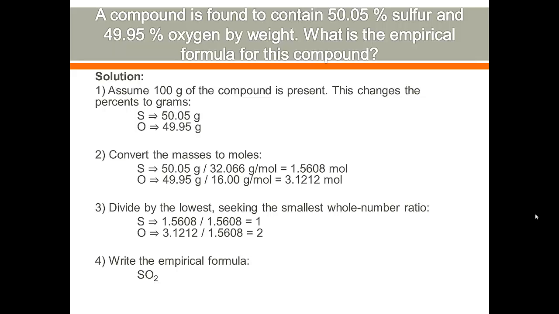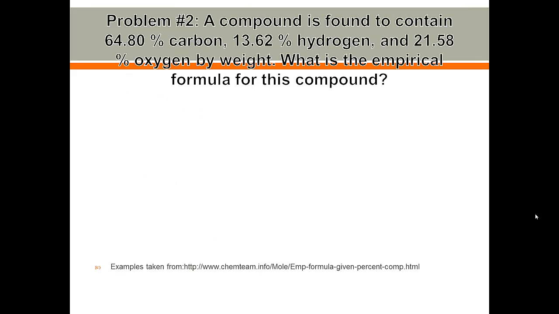To look at that, you're going to take those two numbers and divide both of them by the smallest one present. That's the 1.56 number. When you do that, you get 1 mole of sulfur for every 2 moles of oxygen. Once you've figured that out, then you can write your empirical formula as SO2. Here I have a second problem.